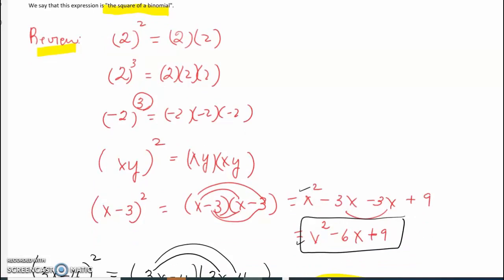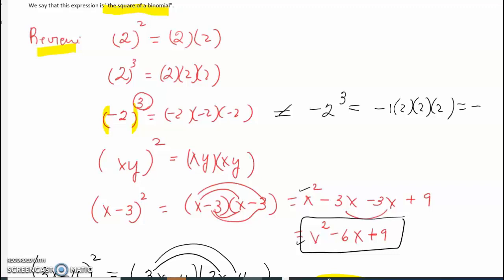So 2 squared means 2 times 2. 2 to the third power, or 2 cubed, means 2 times 2 times 2. Now, if you have a negative base and your desire is to expand it 3 times, or multiply it by itself 3 times, you must put it in parentheses. I just want to make a note that this is quite different, while I'm here, than negative 2 cubed, which actually means negative 1 times 2 times 2 times 2.